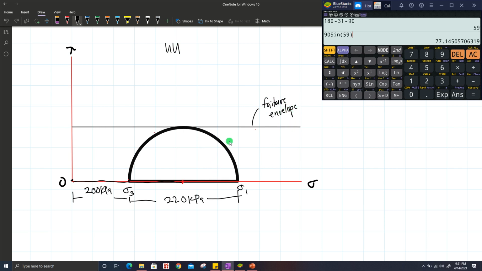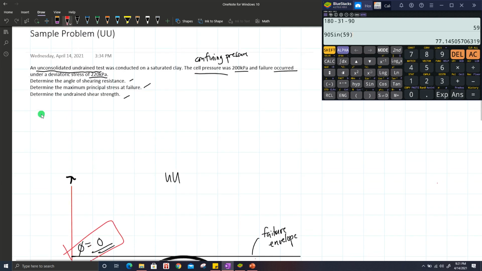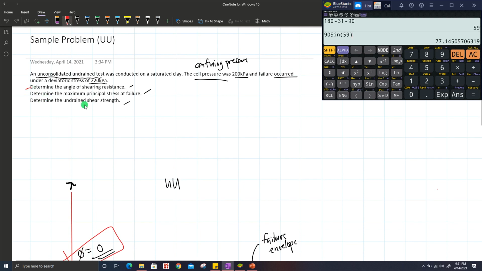So, ibig sabihin, ang angle of internal friction natin, which is yung reference natin itong failure envelope, from the horizontal, ibig sabihin, ang ating angle of internal friction ay 0. So, yan na yung sagot dyan sa unang tanong. Angle of shearing resistance, angle of internal friction.